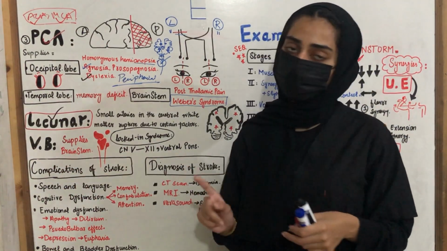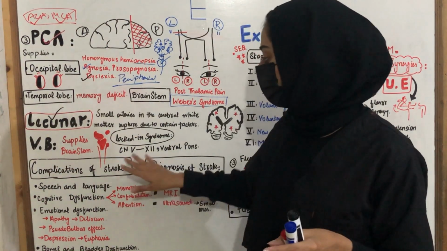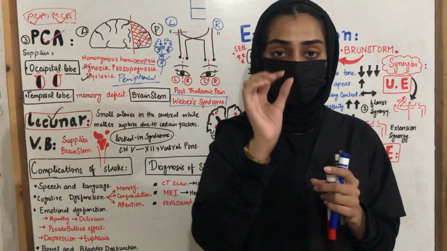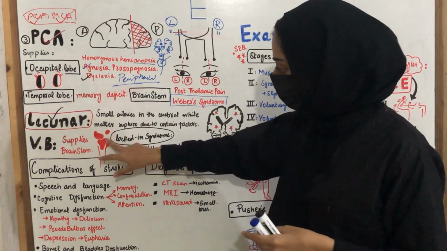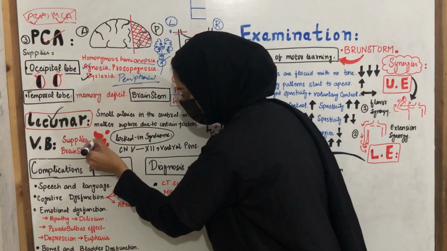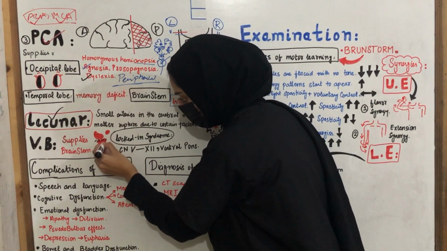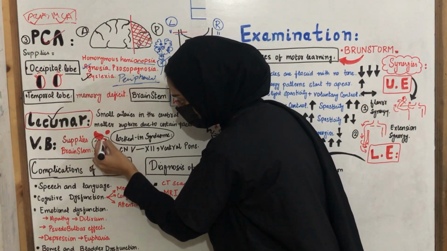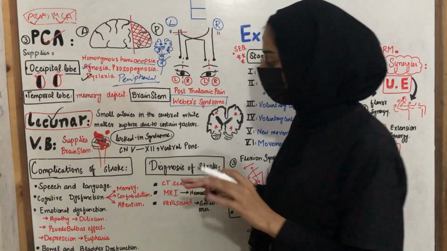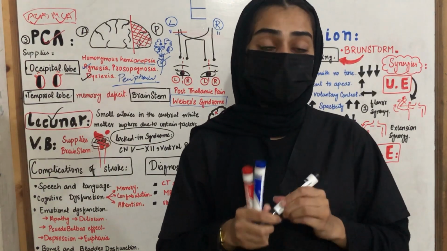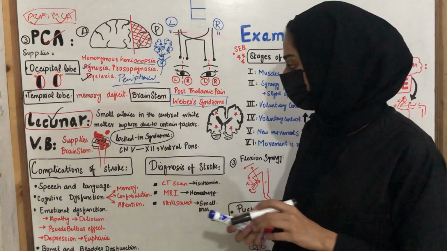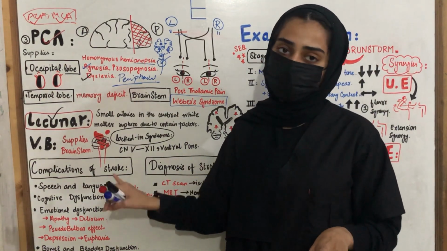The only thing you need to remember that can be asked in viva questions is locked-in syndrome, and it's what I just discussed with you guys. If this is the pons and cranial nerves 5 to 12, that is 5, 6, 7, 8, 9, 10, 11, 12, are passing from here, their roots are from the pons. If this area, the anterior or ventral pons, is damaged, all those nerves will manifest, and that disease is called locked-in syndrome. That's it. You don't have to remember anything other than this.